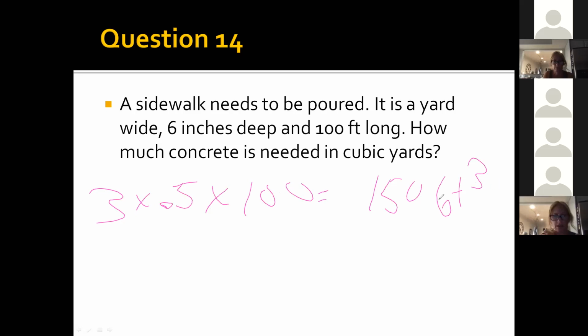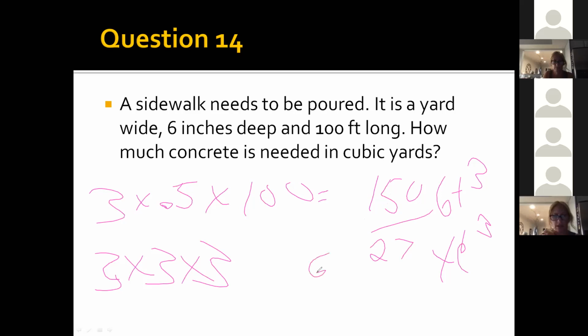And how do we convert feet to the third power to yards to the third power? We divide by 3 times 3 times 3, because it's cubic. So we divide 150 by 27, and that gives us how many cubic yards we're going to need. So again, 150 divided by 27. We're going to need 5.55, so you might as well order 6 yards in case there's some waste. So you're going to need 6 yards of concrete. Okay?